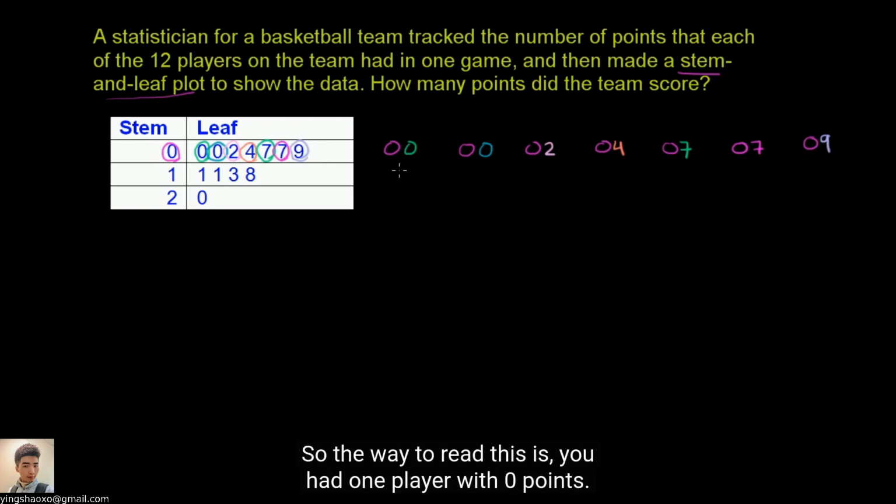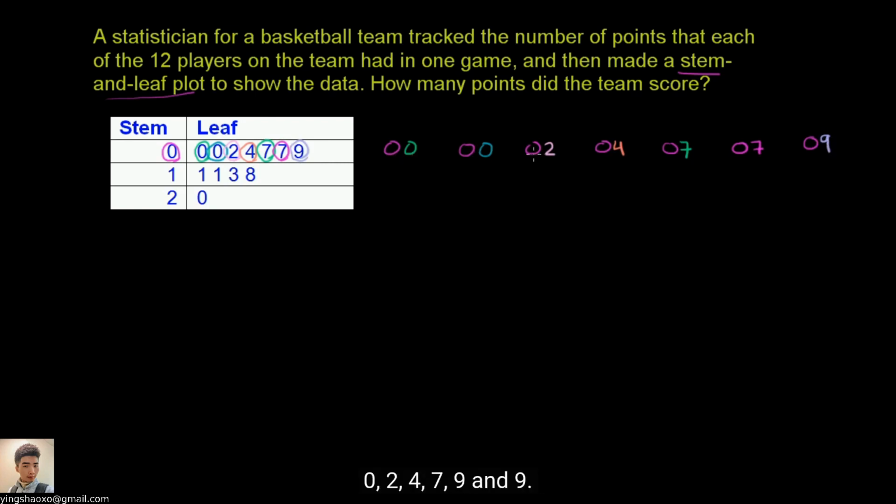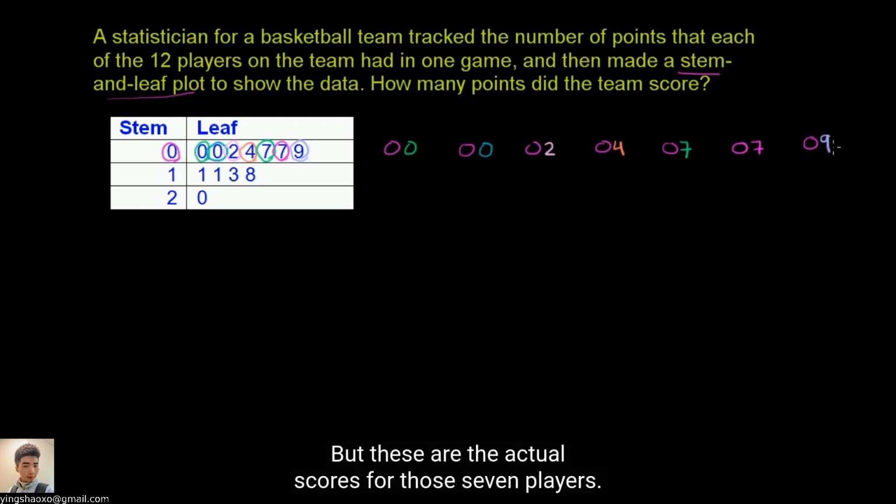So the way to read this is you had one player with 0 points, 0, 2, 4, 7, 9, and 9. But you can see it's kind of silly saying the 0 was the tens. We could have even put a blank. The 0 lets us know that they didn't score anything in the tens place. But these are the actual scores for those 7 players.